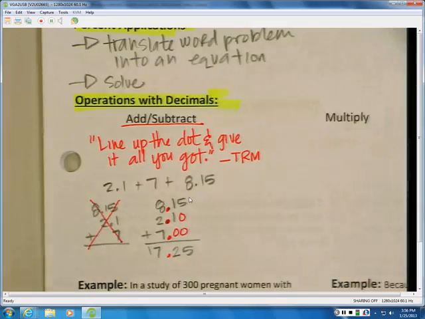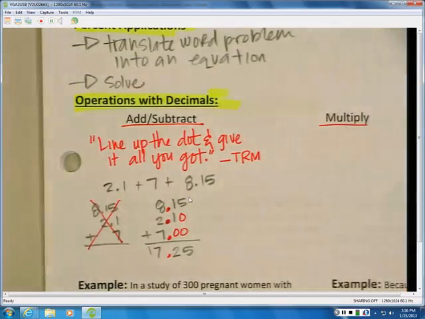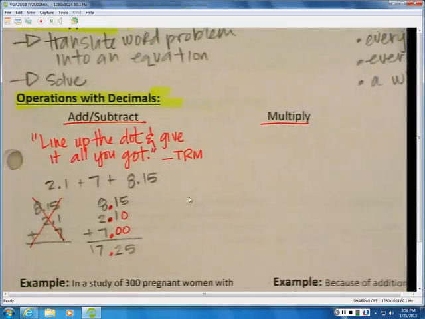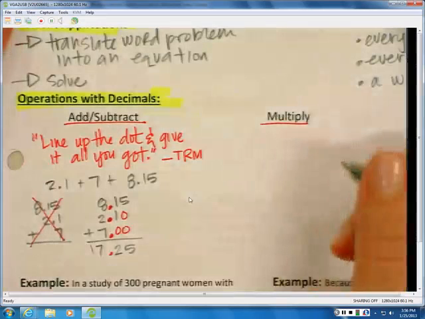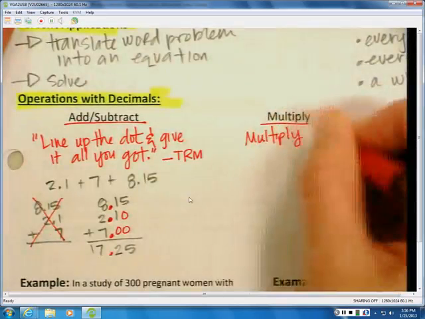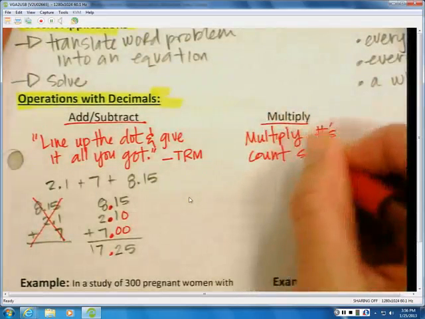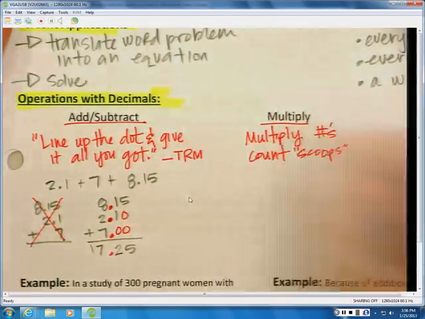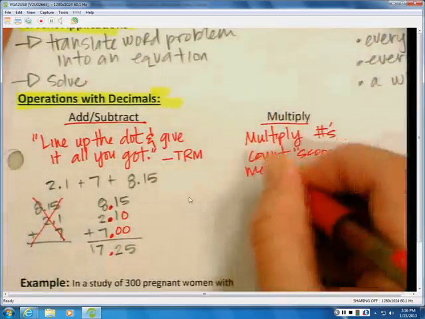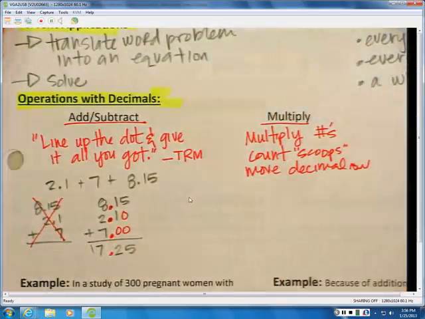Let's see, multiply. When you multiply decimals, what you're going to do is multiply the actual numbers themselves, and then you're going to count the number of scoops. And you're going to move the decimal that many times to the left. Okay, multiply your numbers. Count your scoops. And you're going to move the decimal that many times going to the left.